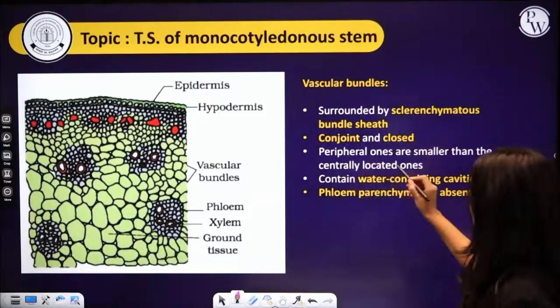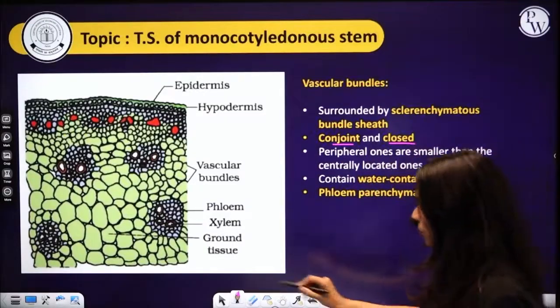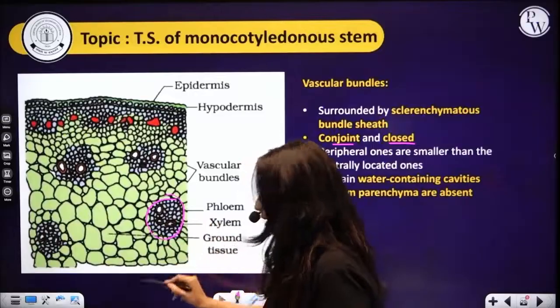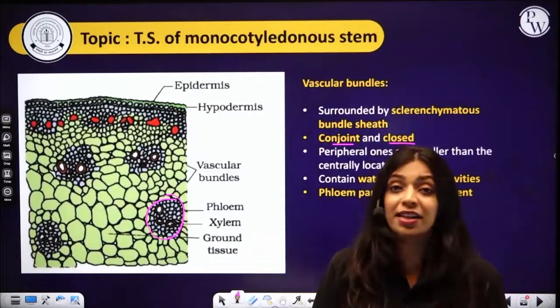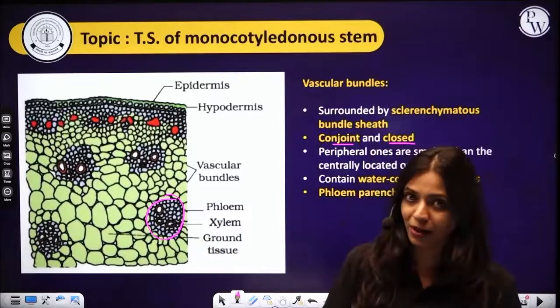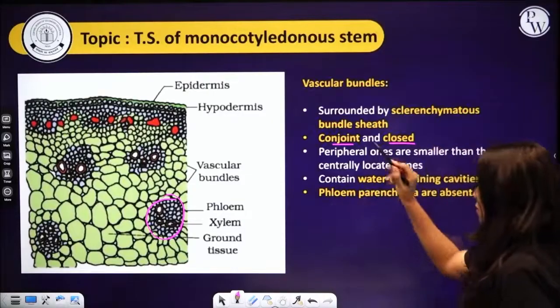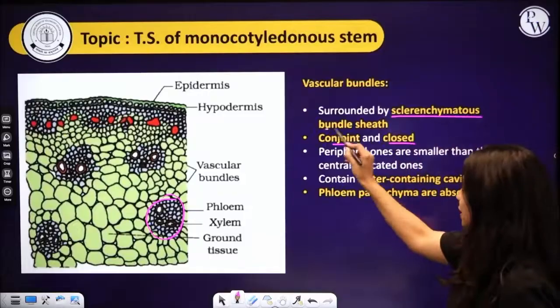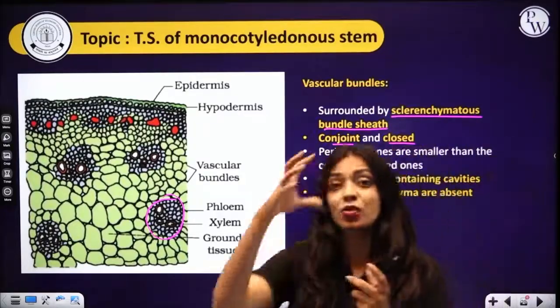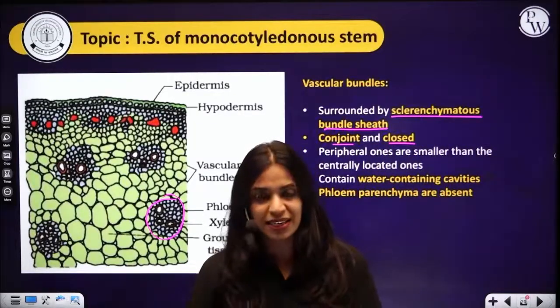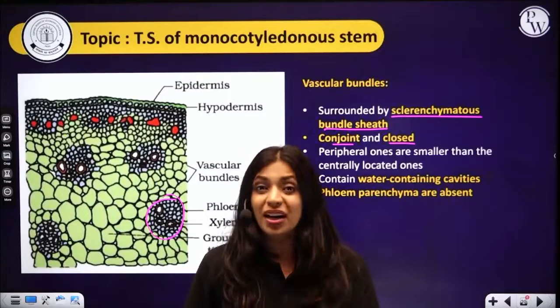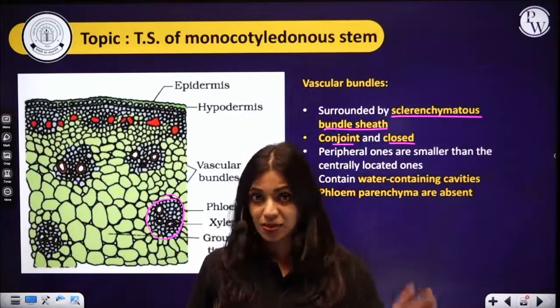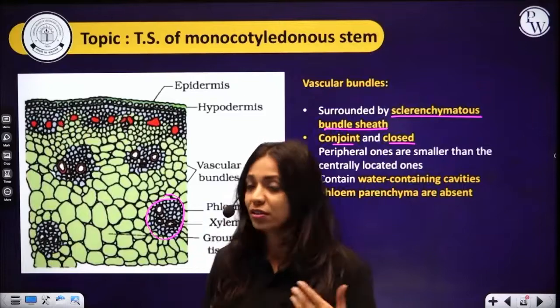These vascular bundles are conjoint and closed, which means xylem and phloem are present in the same bundle, but there is no cambium present between the xylem and phloem. Okay, and these vascular bundles are surrounded by sclerenchyma cells. Because it surrounds the vascular bundles and forms a sheath, we call it bundle sheath. Vascular bundle is being covered, right? That is why we call it the bundle sheath.